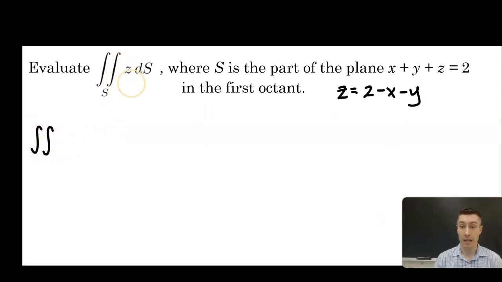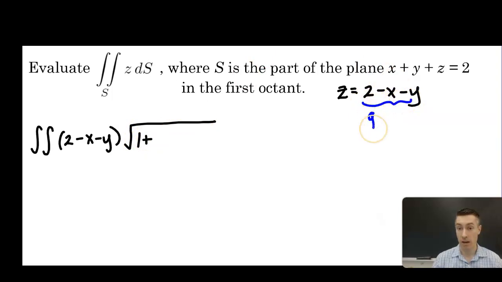We need to replace z because essentially we're using a trivial parameterization here, and we've defined z as 2 minus x minus y. So 2 minus x minus y, and then the square root of 1 plus, so we're thinking of this right here as your g of x, y. So the partial with respect to x is going to be negative 1 squared, plus negative 1 squared for the partial with respect to y, and then that's dA.